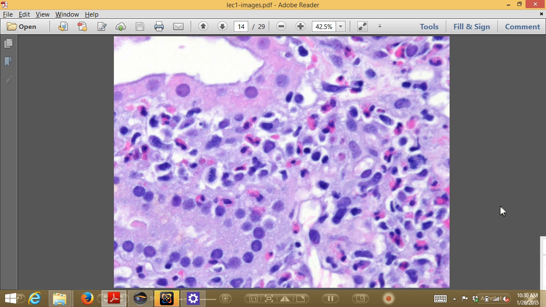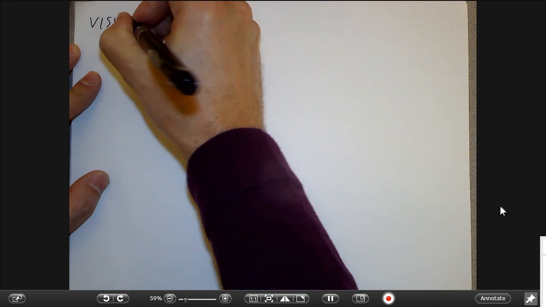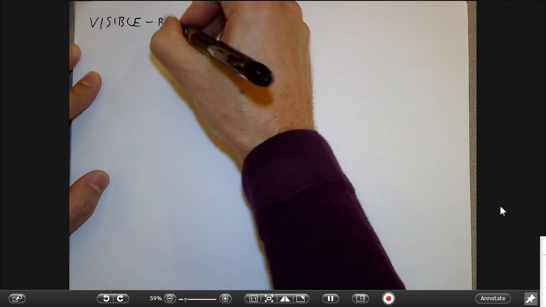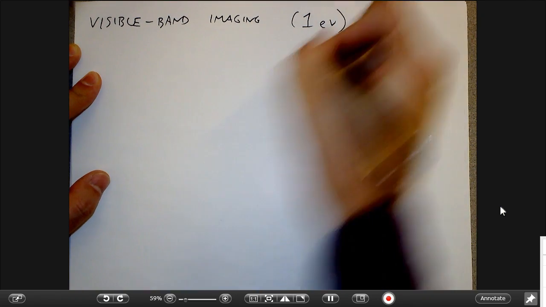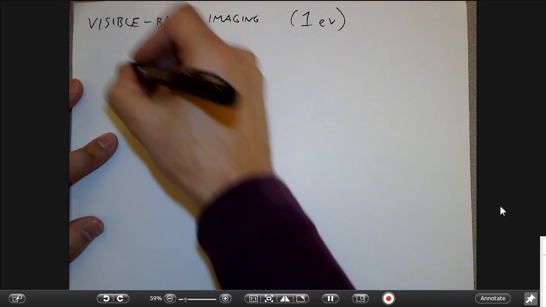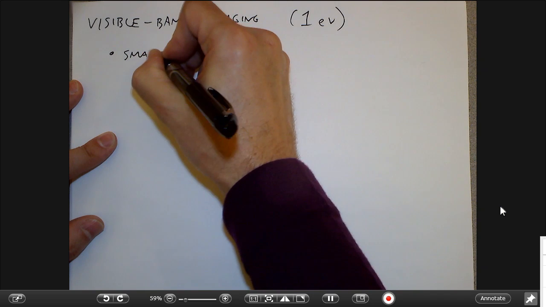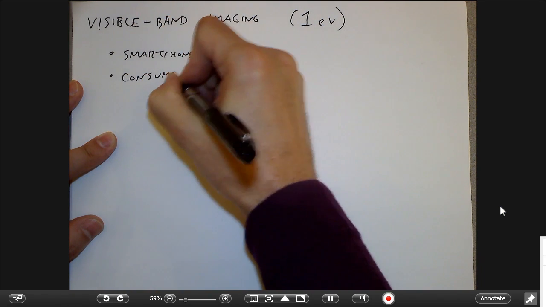In contrast, this is a visible microscopy image. And this leads into what you're probably most familiar with, which is visible imaging. For that, I don't really have a lot of examples because you're so awash in visible band imaging. That's what we deal with every day. That's at about 1 electron volt. So what are some examples of visible band images? Certainly smartphones, basically any sort of consumer digital imaging.